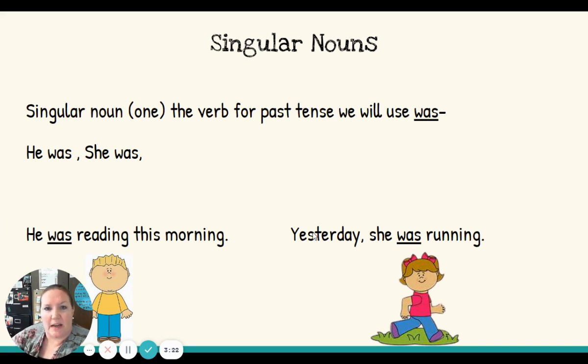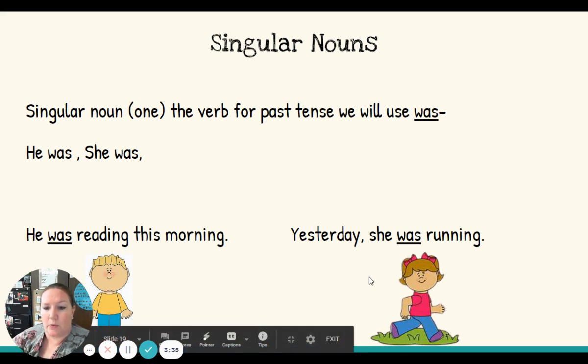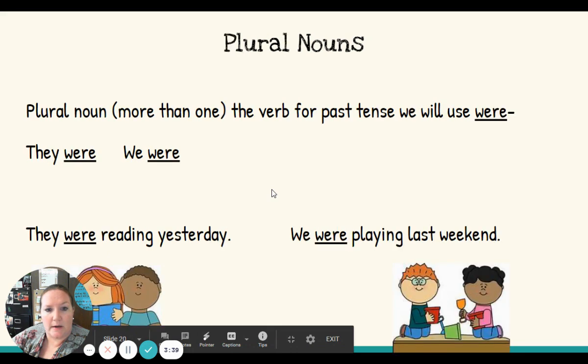Doesn't sound right if we say he were. No, because there's just one of him. Yesterday, she was running. Was is our linking verb. It happened in the past, so we use was. Those are our singular nouns.